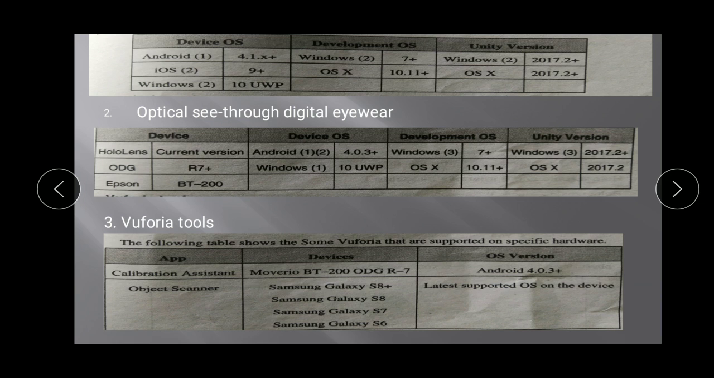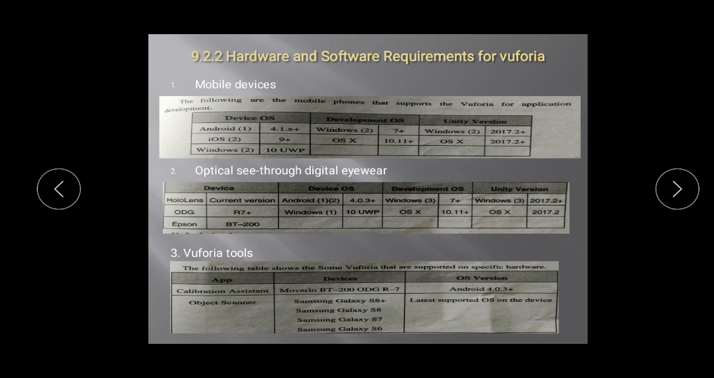Next are the Vuforia tools. Which Vuforia tools are being used? Calibration assistant, then object scanner, Samsung Galaxy S8, Samsung Galaxy S8 Plus, S7, S6, and the latest supported OS on the device. Whichever latest supported OS is on the device, we can go for it.